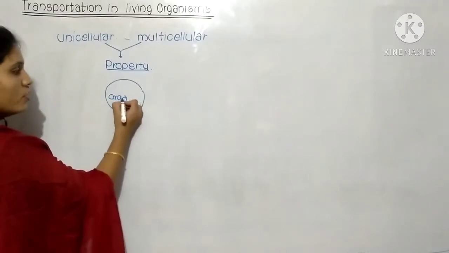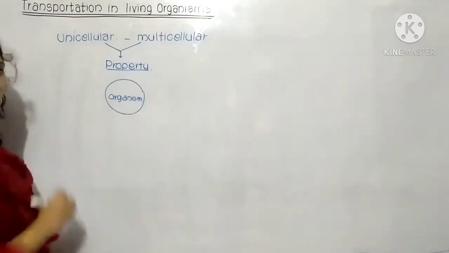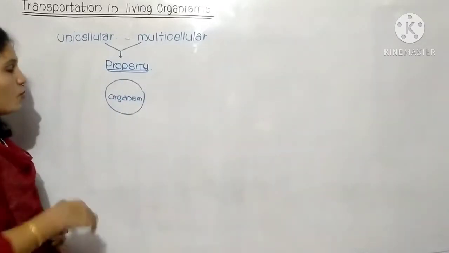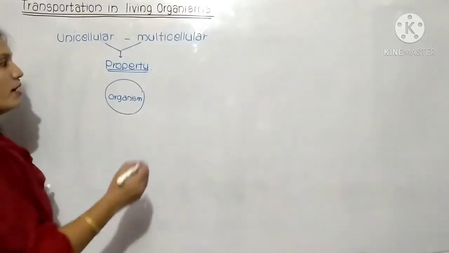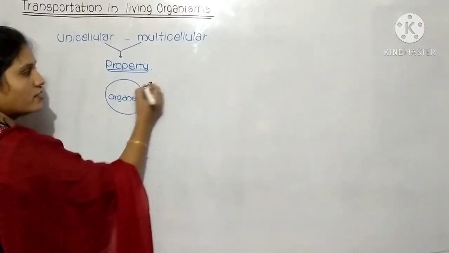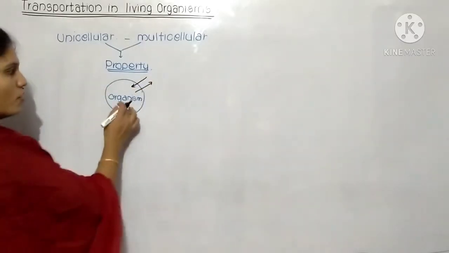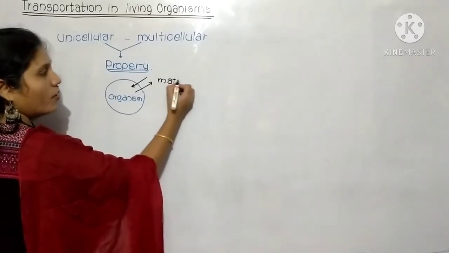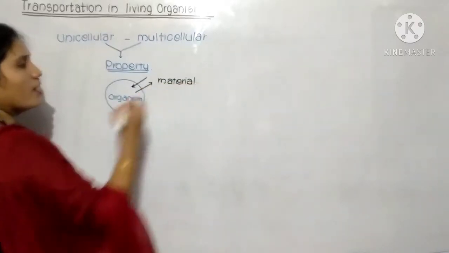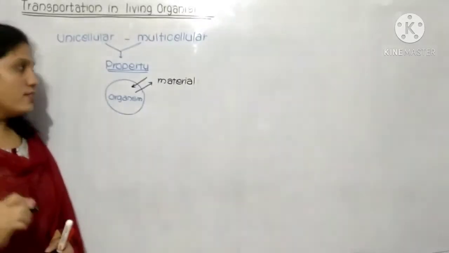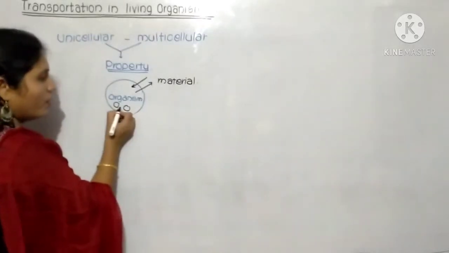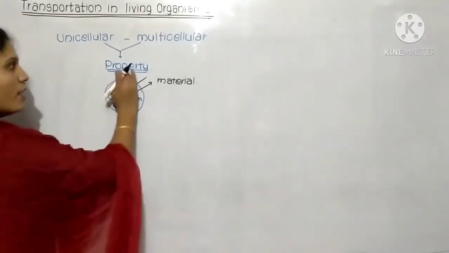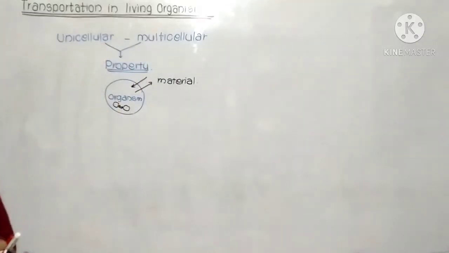I have not specified here whether it is unicellular or multicellular. Now we are talking about the property. So what is the property? They can exchange material from the surrounding, meaning the organism takes in substances from it. They can exchange material from the surrounding, as well as exchange material in between the cells present inside it. So this is the main property this organism has.